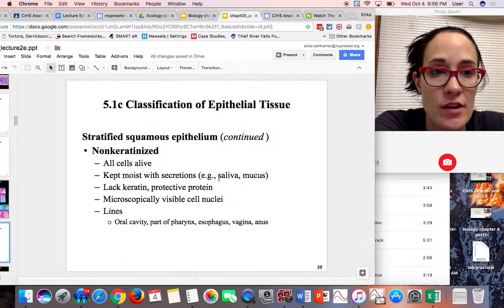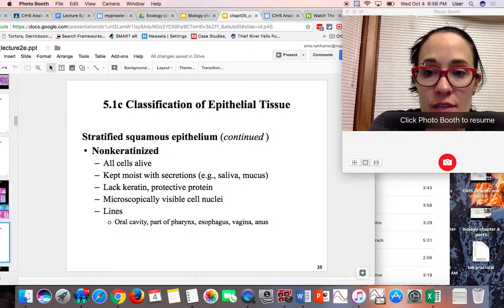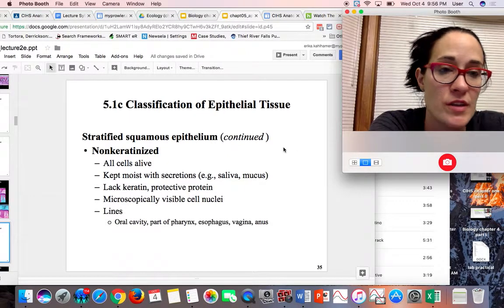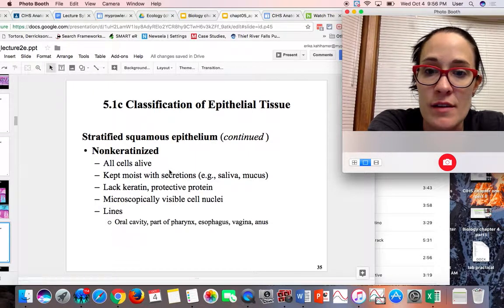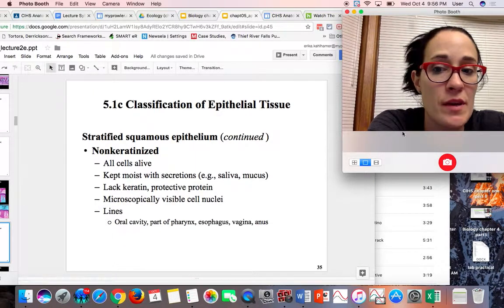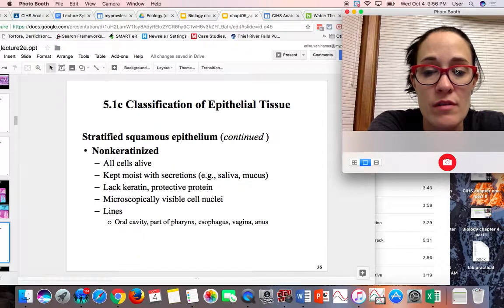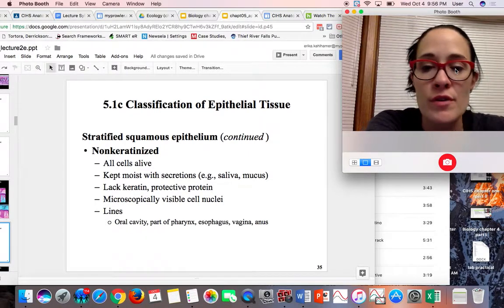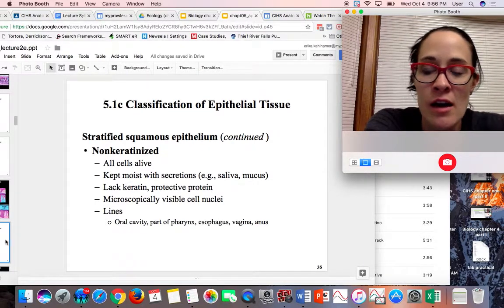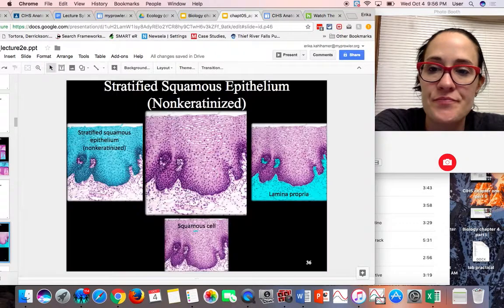Their purpose, they're going to keep your tissue moist. They secrete saliva, mucus. So it's going to be in your oral cavity, so your mouth, part of your pharynx, which is the back of your throat, your esophagus, the vagina, and the anus.